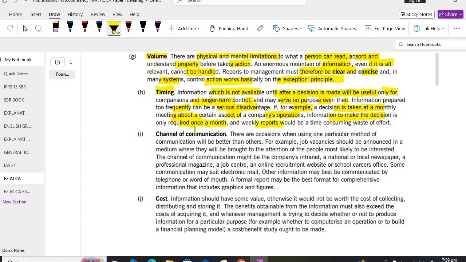So weekly reports should be timely, not a consuming waste of effort. This means that the information should be timely and provided when they need it. So when the permission is needed, then you have to provide it, and that should be on a time basis.